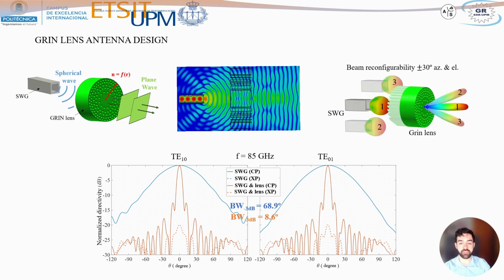Besides, if the square waveguide is displaced along the focal plane of the lens, the lens can achieve beam reconfigurability up to ±30 degrees in the azimuth and elevation planes.